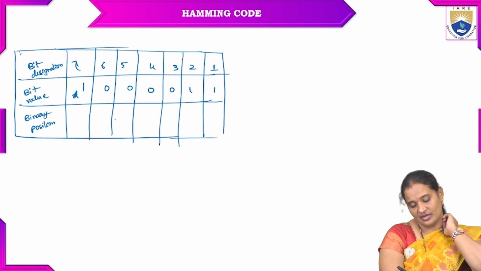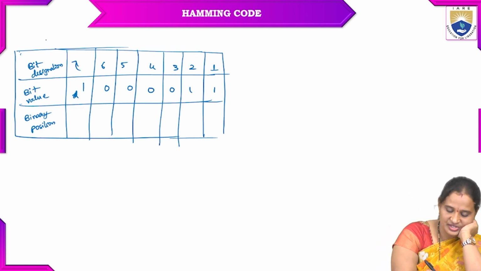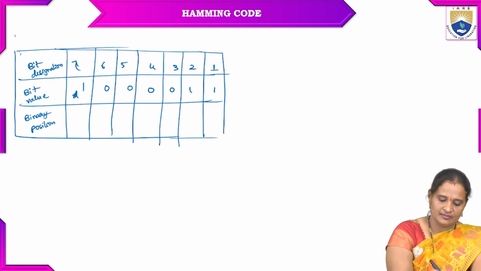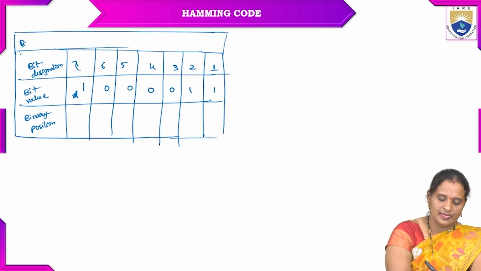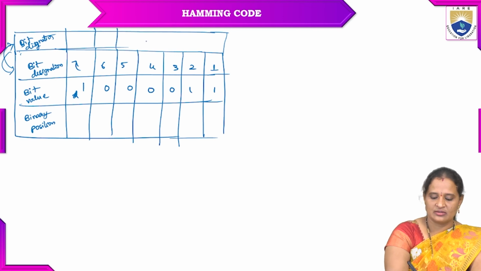So what are the designations? Bit designation, which I didn't write. Actually, this has to come up and this has to come down. This is the bit designation.